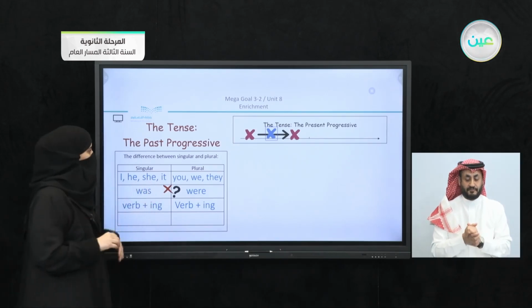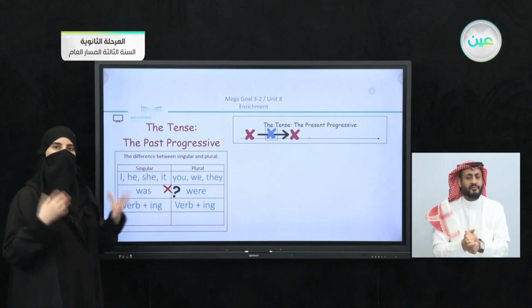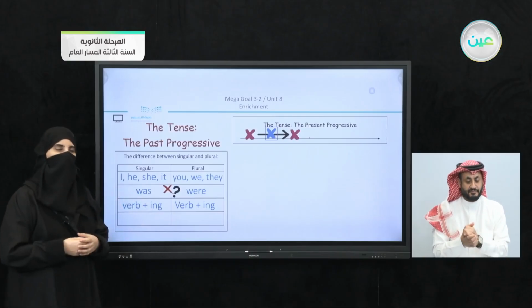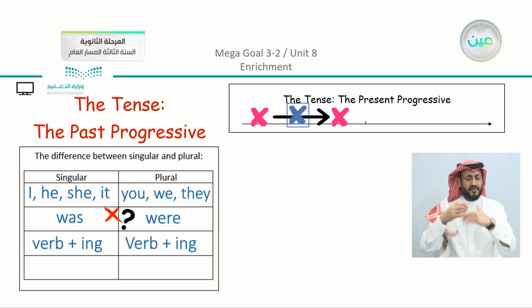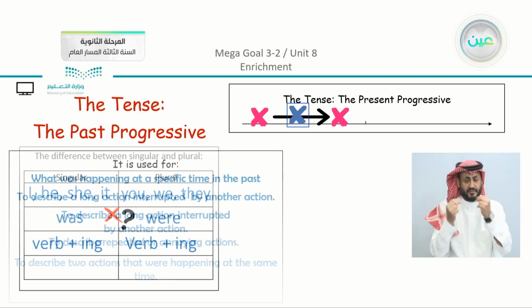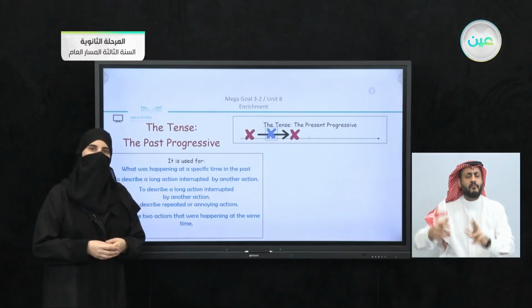Now, we related the past progressive to using either was or were with the verb plus ing in the sentences. Of course, we studied also when to apply the negative or the question form. We have also the pronouns that go with each helping verb. We have the structure. Now we are going to move on and study the structure with the second part here. Now, what do you remember about the past progressive? When do we use the past progressive?